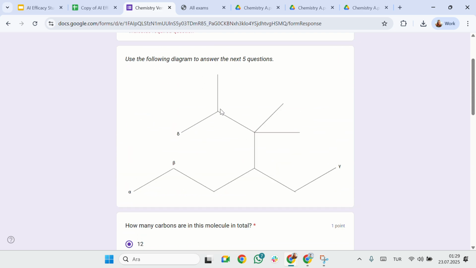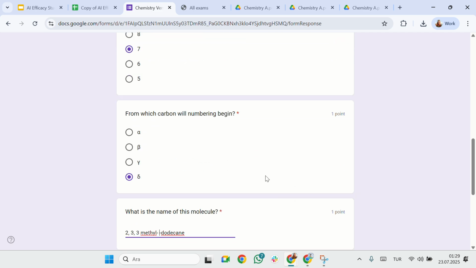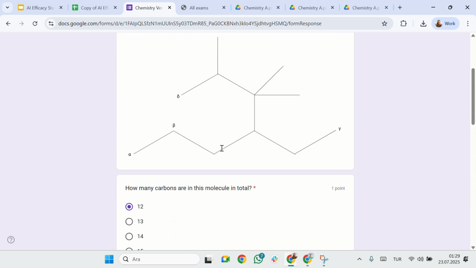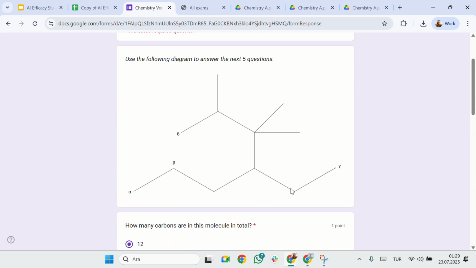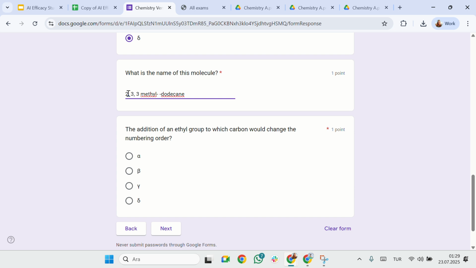And methyl 1, 2, 3, 4, 5, 6, 7. 1, 2, 3, 4 has ethyl. So I need to write ethyl before methyl because it needs to be in alphabetic order. So 2, 3, 4 ethyl. Then yeah. Okay, so let's erase this. 4 ethyl.